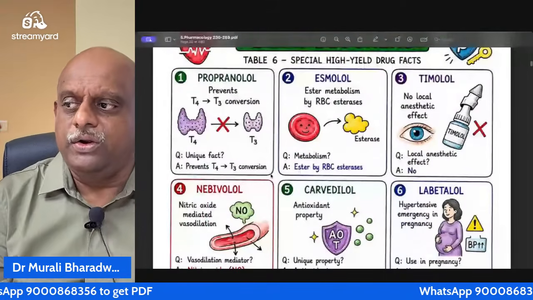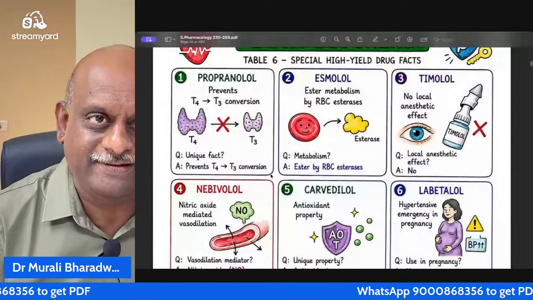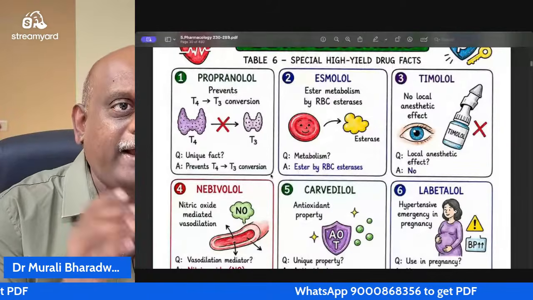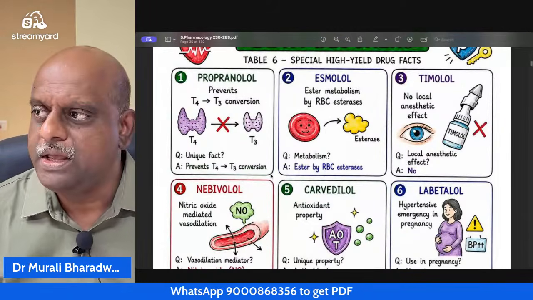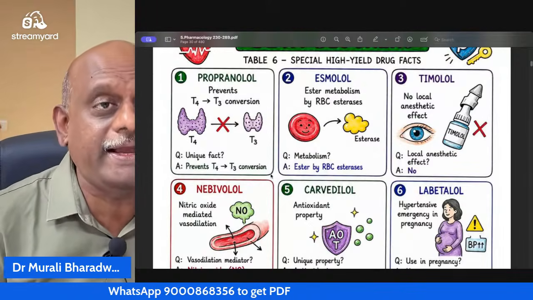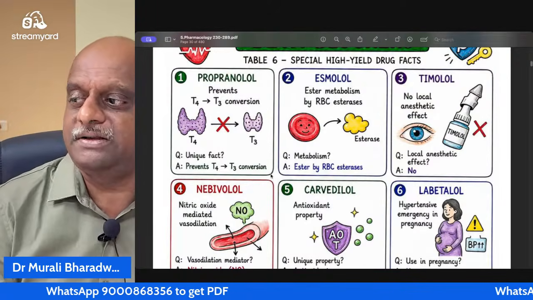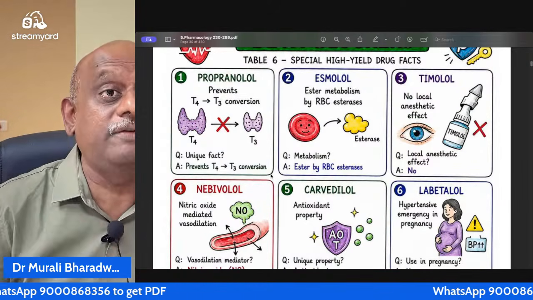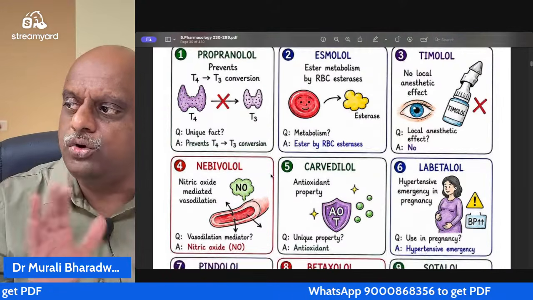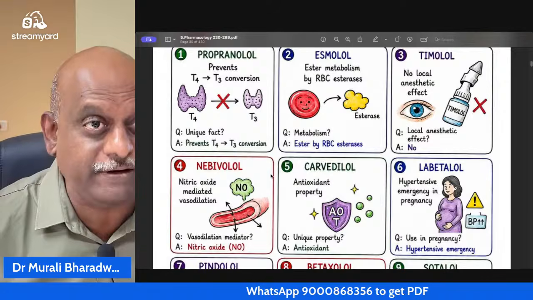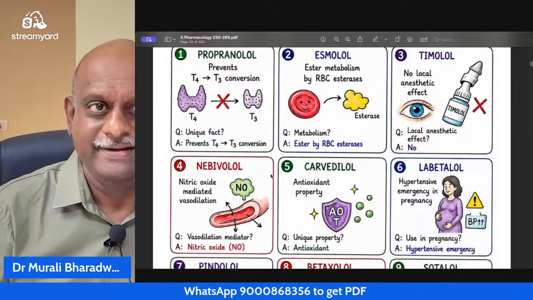So now, doctor, let us look at some specific points. Propranolol, why in hyperthyroidism? Because T4 to T3 conversion it inhibits. Esmolol is metabolized by the esterases in the RBCs. That's the reason it has got a very short half-life. Timolol, it has no local anesthetic effect. A lot of times examiner will ask, does it have?